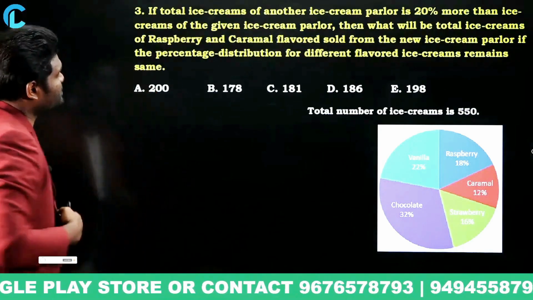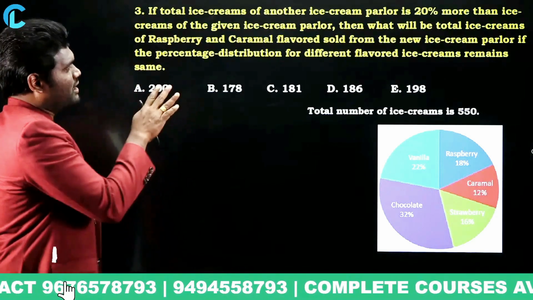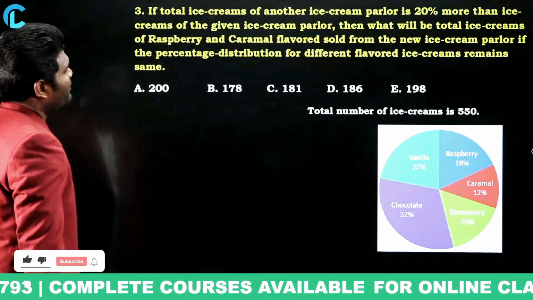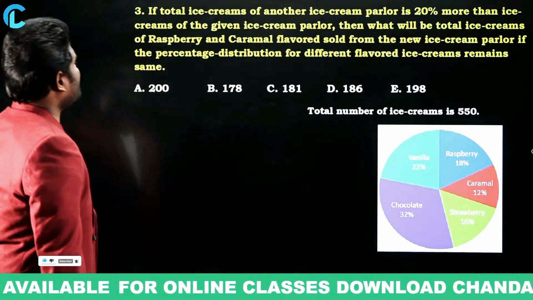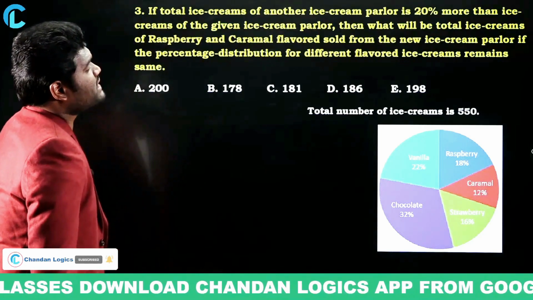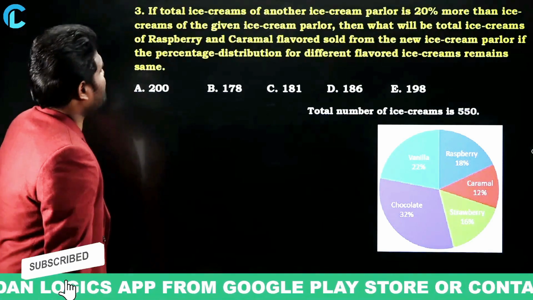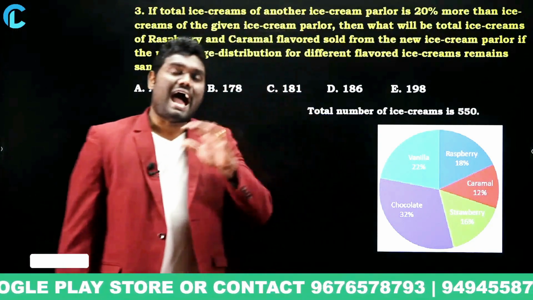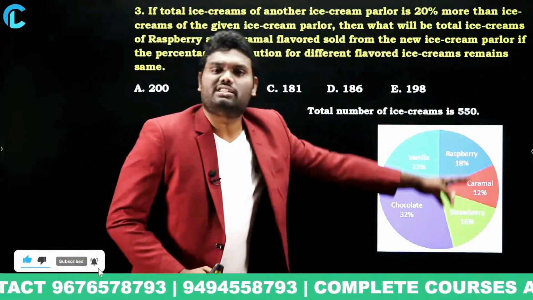Very, very simple. Look at this question. If total ice creams of another ice cream parlor is 20% more than ice creams of the given ice cream parlor, then what will be the total ice creams of raspberry and caramel flavored sold from the new ice cream parlor if the percentage distribution for different flavored ice cream remains the same? Look at this question. What he is saying is, there is another ice cream parlor. This is one ice cream parlor where we have a total of 550 ice creams and this is the distribution.